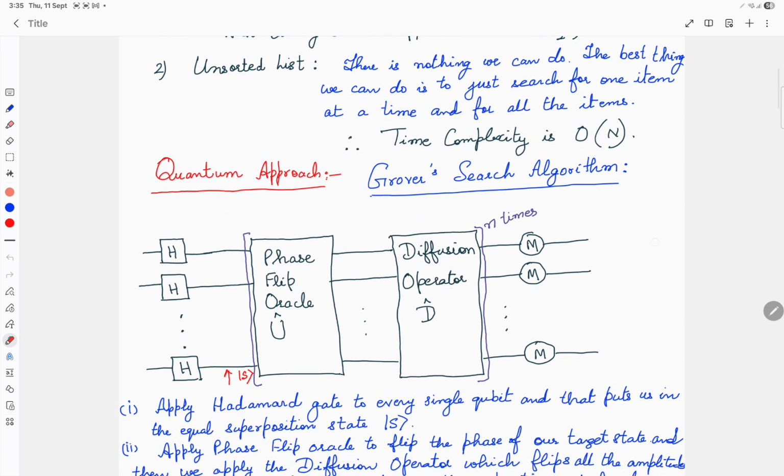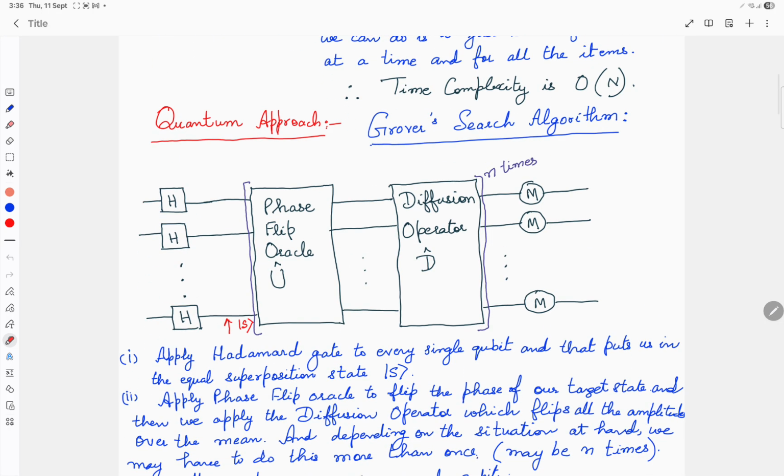But Grover gave an algorithm in which he used the quantum approach, and he was able to successfully obtain a time complexity of order of under root of n. That means he achieved a quadratic speed up over the classical approach.